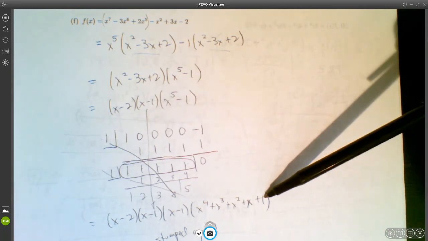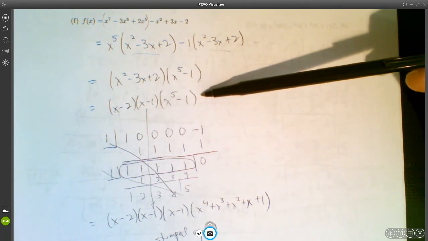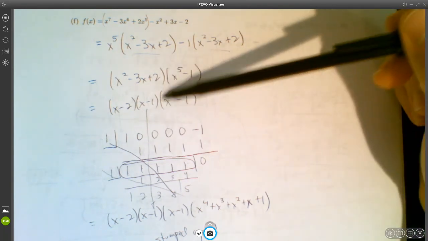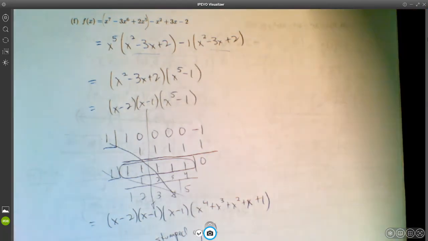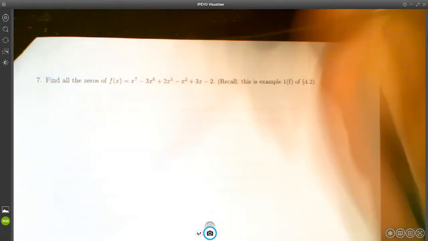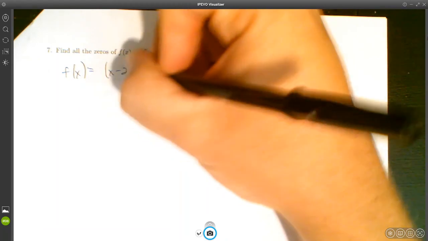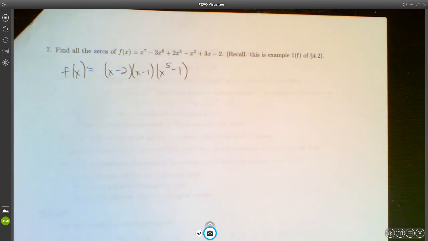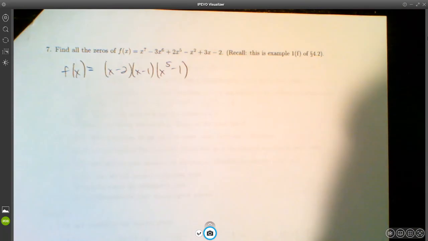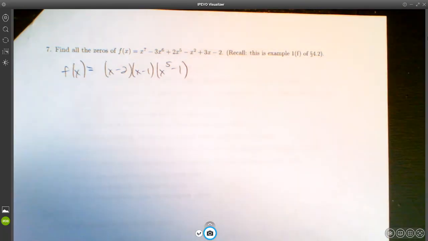So what I'm actually going to do is I'm going to start from this point, and I'm going to use de Moivre's theorem on this piece of the polynomial. So let's write down what we have. We know from the work that we did in 4.2 that f of x is really x minus 2 times x minus 1 times x to the 5th minus 1. Okay, we got at least that far. So where do we go from there?